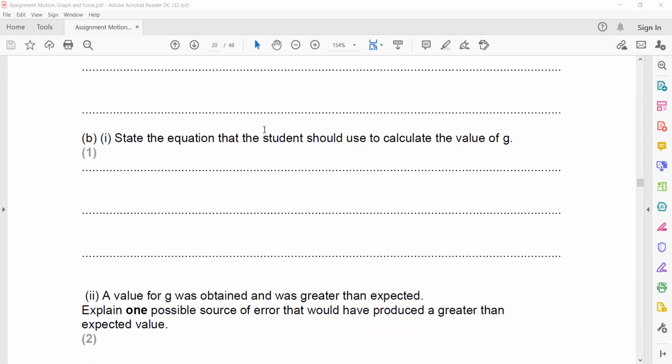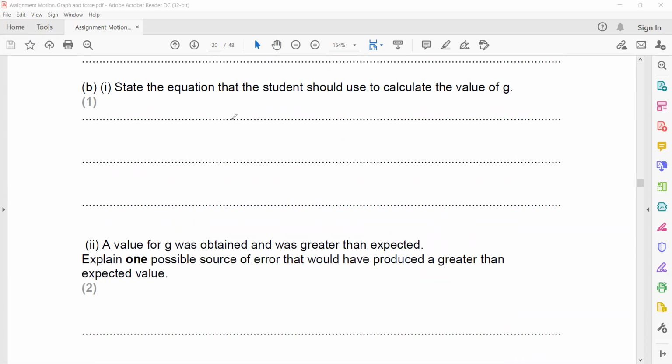Then state the equation the student could use to calculate. The student is measuring a time and distance, so he can use s = ut + ½at², in which the initial velocity is 0. So s = ½gt². A value of g was obtained that was greater than expected. So he's getting a higher value for g.